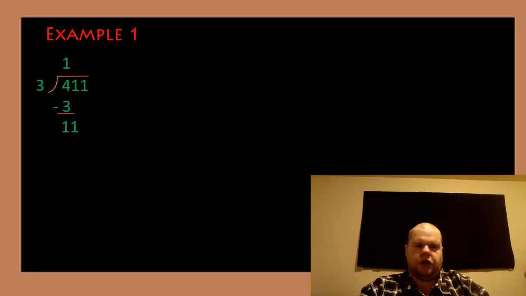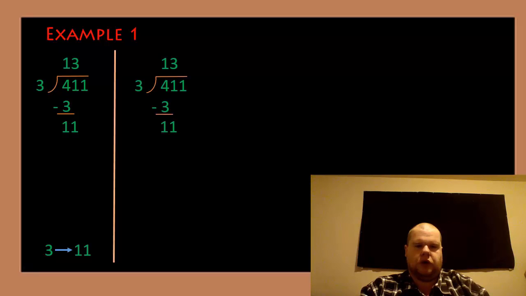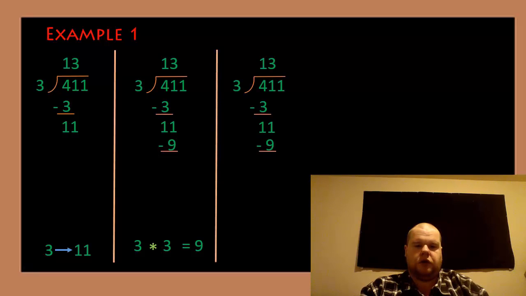So now we repeat our steps. How many times does 3 go into 11? Well, the answer to that is 3 times. So the next step, of course, is 3 times 3 is equal to 9. So again, we have to subtract 9 from 11. The next thing we do is find out what 11 minus 9 is equal to. Well, that's 2.